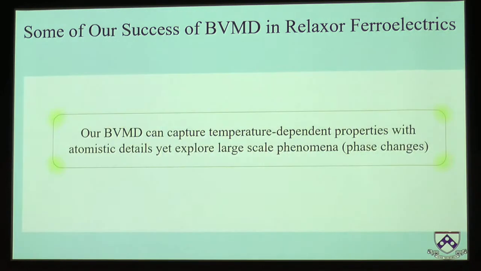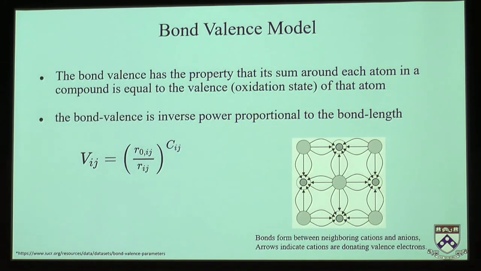To summarize our BVMD, our bond valence molecular dynamics can capture the temperature dependent properties, and this can give us atomistic details. Because our calculation is cheap, we can explore very large scale and long time scale effects here. So let's go to the details of our bond valence molecular dynamics.